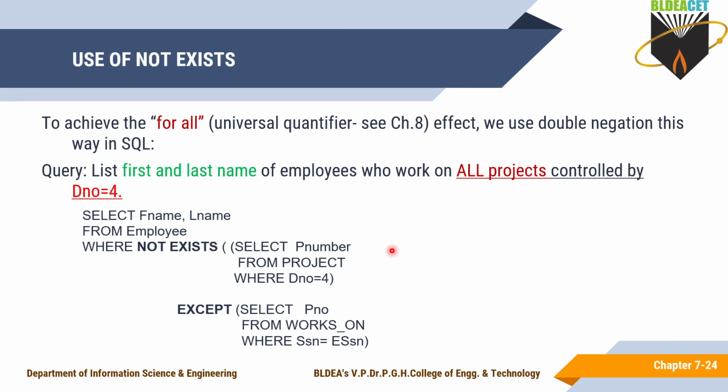So now department number 4 controls 2 projects. What are those? 10 and 30 is the output of this inner query. Next, you have to check for this except: select PNO from works on where SSN equals ESSN. Then what is the procedure you have to follow?